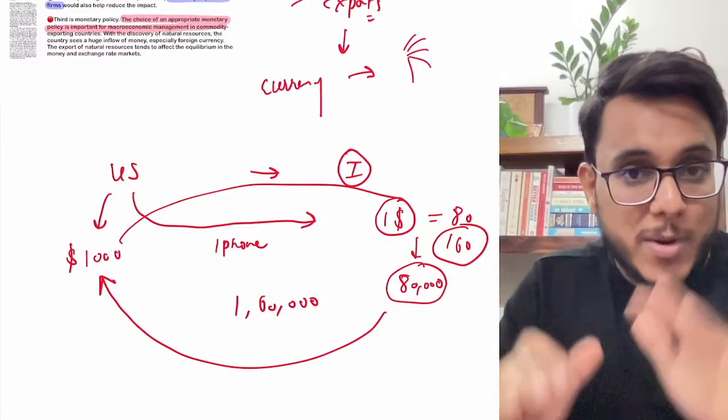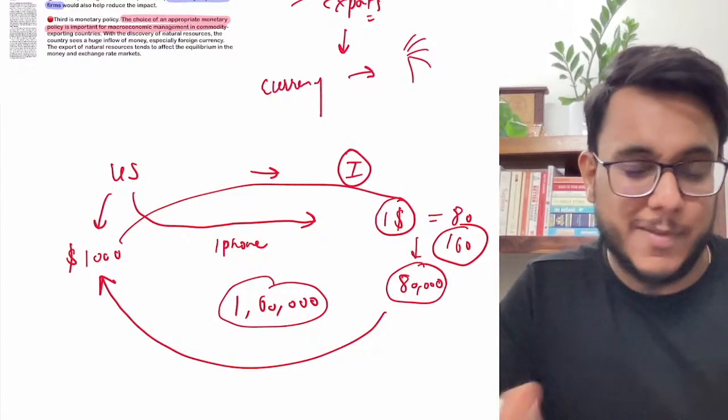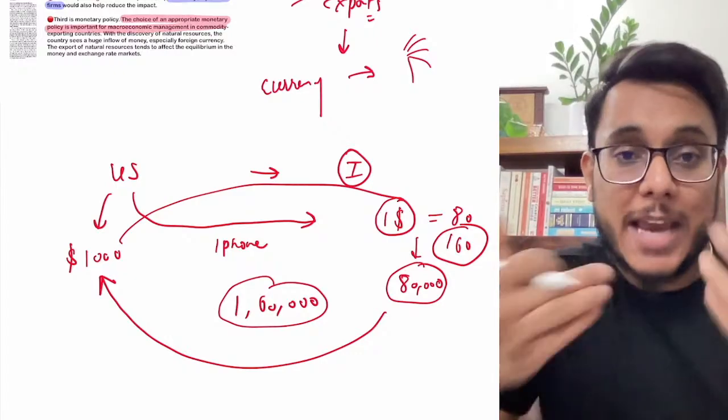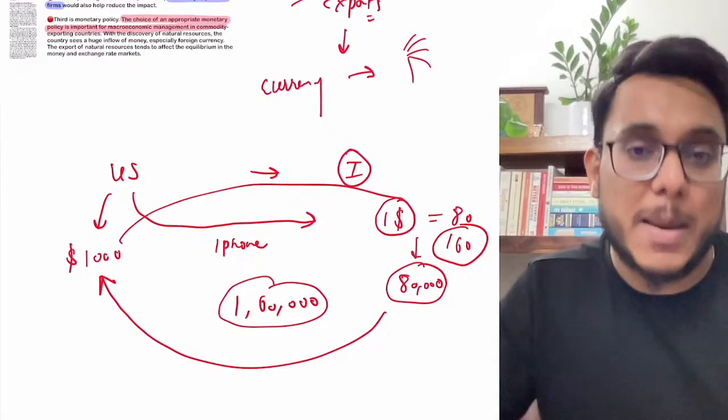So each iPhone now in India will cost 1,60,000 rupees. Obviously, it is too expensive. We will not import the iPhones from the USA. So the USA's exports are obviously going to get impacted.